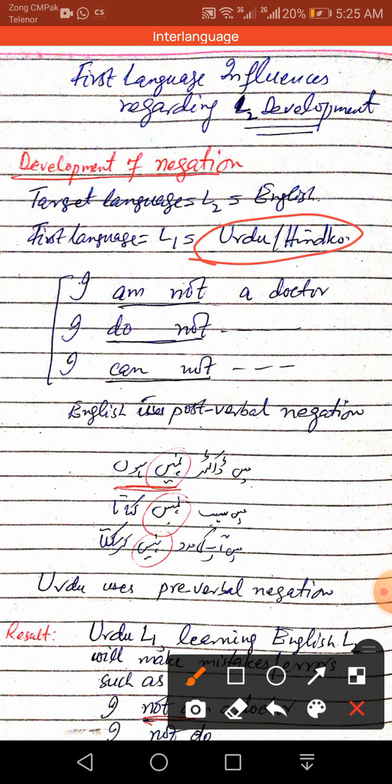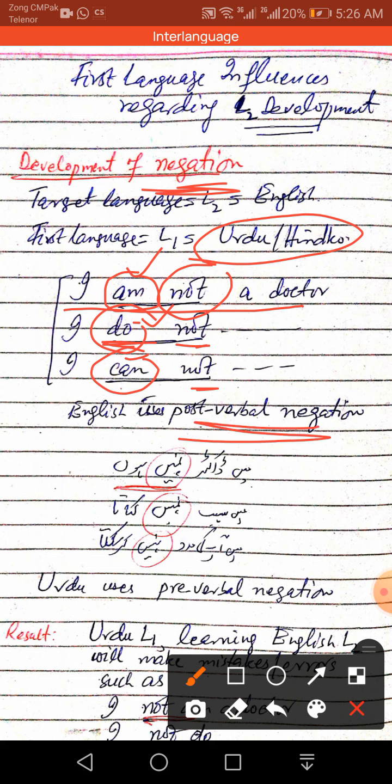Now let's say in English, as you can see, I have given a few examples. I am not a doctor, so "not" is a negation marker, and it comes after the verb, particularly the operator, meaning helping verb or auxiliary verb, primary auxiliaries. And then we have do and can. Again they are helping verbs, and "not" is used after these helping verbs. So we can say English uses post-verbal negation.